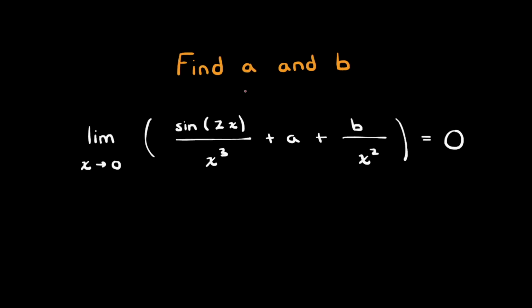We have to determine the values of a and b for which the following limit evaluates to 0. I encourage you to pause the video, try to think about how you might go about solving this, and then you can take a look at how I've solved it. Let's get started with the problem.